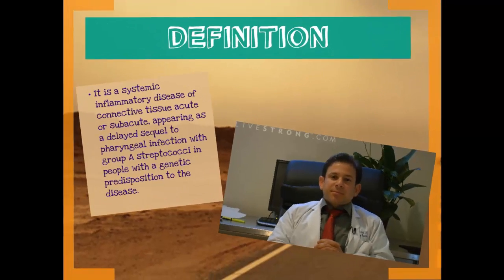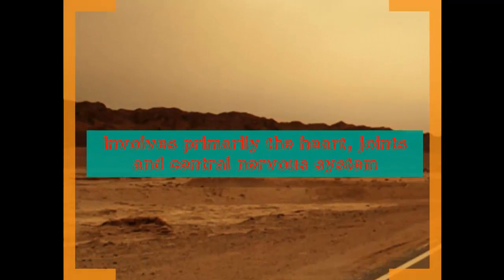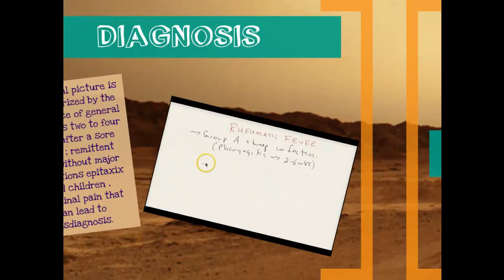Rheumatic fever is not limited to children, although it's most common between ages 5 to 15 years old. It can occur really at any age in adults. If one develops it, it involves primarily the heart, joints, and central nervous system.